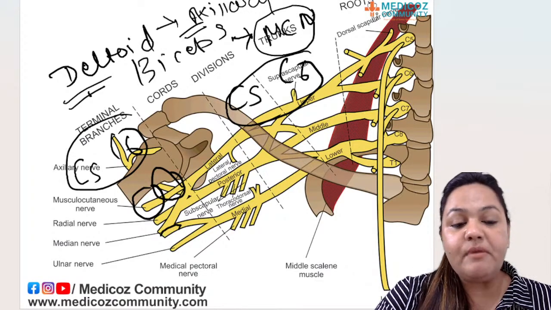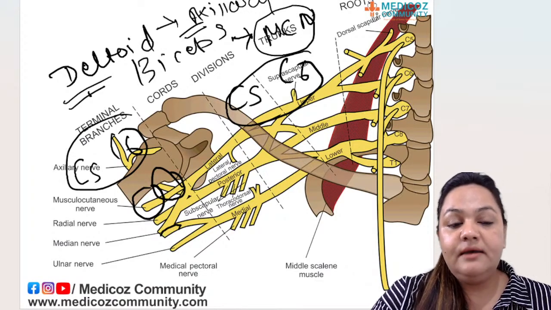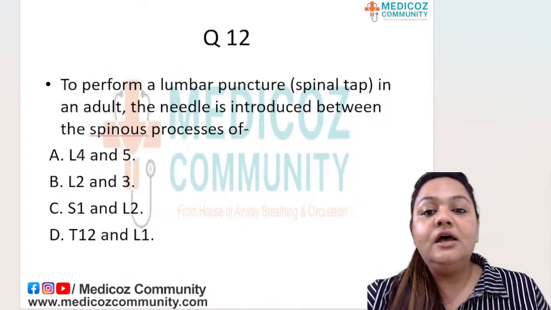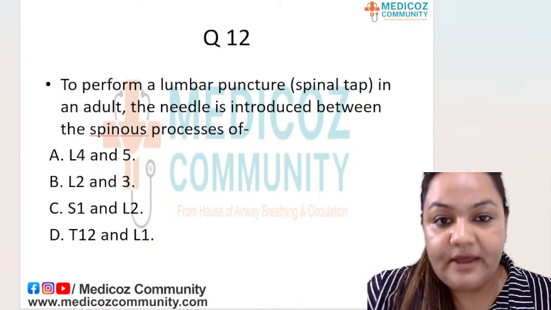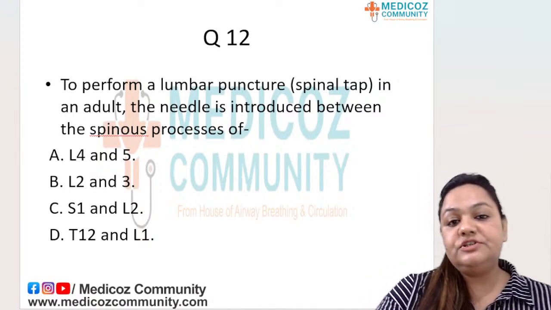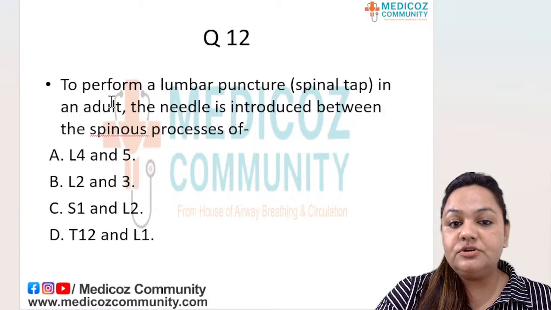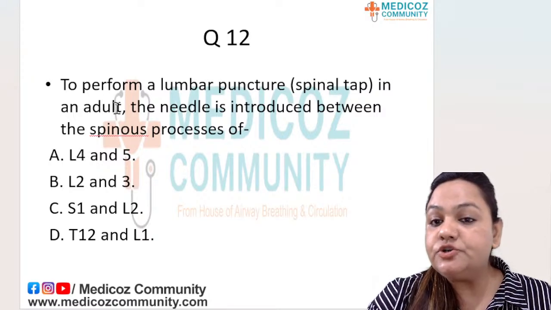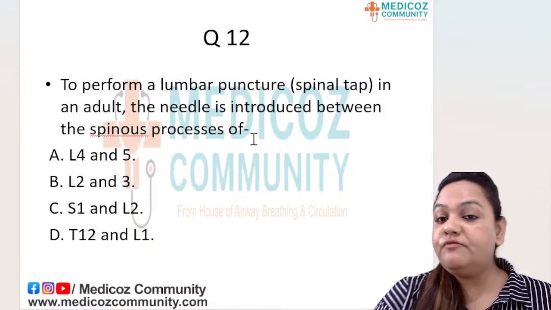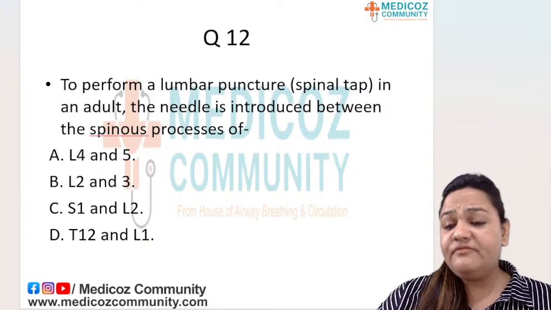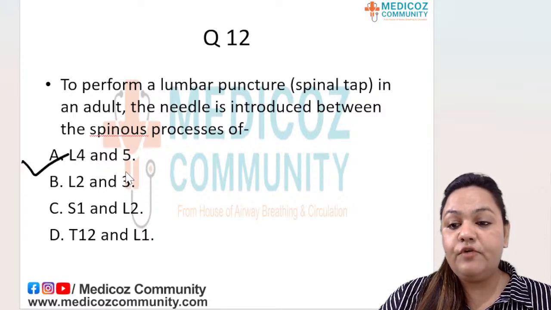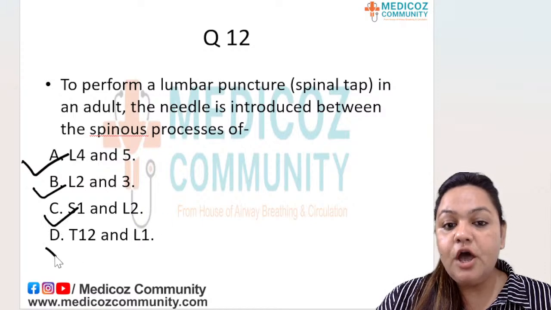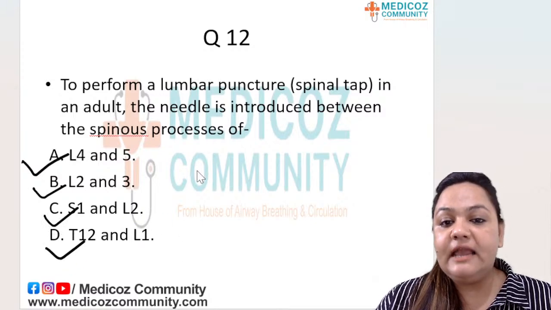So we just have to remember the root value of the branches arising from the brachial plexus. Clear? Now we have question number 12, which is related to lumbar puncture. To perform a lumbar puncture in an adult, the needle is introduced between the spinous processes of which vertebrae? The options: A, L4 and L5; B, L2 and L3; C, S1 and L2; D, T12 and L1.